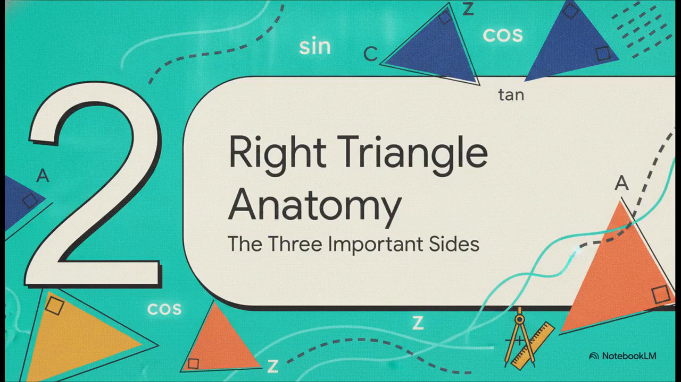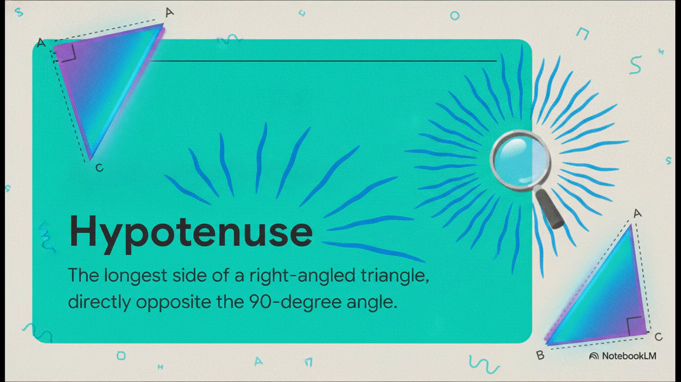Moving right along to Section 2, Anatomy of a Right Triangle, the three important sides. Let's step into our digital classroom for a quick second and look at the absolute bedrock of everything we're doing today, the right-angled triangle. Every single right triangle has three vital sides, and we really need to know them by name. Let's start with the big one, the hypotenuse. The hypotenuse is always the longest side of a right-angled triangle. It's that slanted line connecting the two ends, and it's always positioned directly across from the 90-degree right angle. Spotting this line is always going to be your first step.